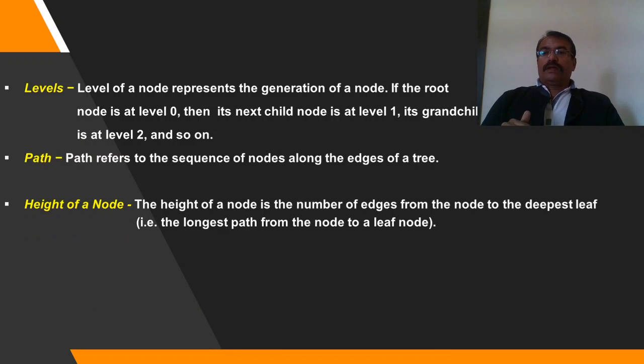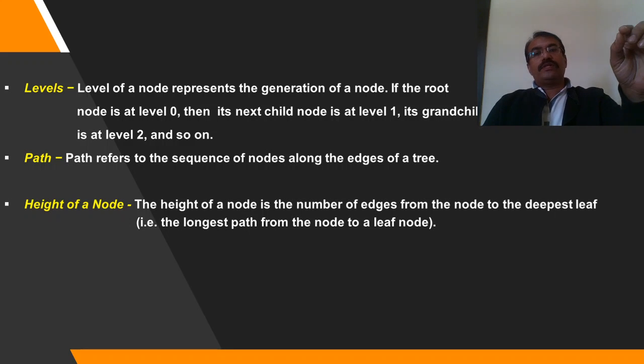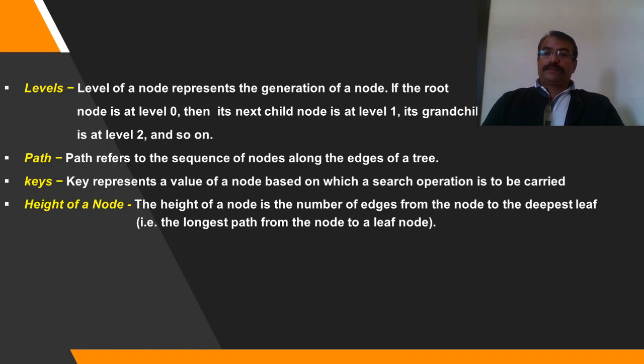Okay, path. What is a path? Path refers to the sequence of nodes followed to reach from one node to another. Keys. Keys are the values which are stored in every node, and only those will be searched at the time of the searching operation. The search key value.